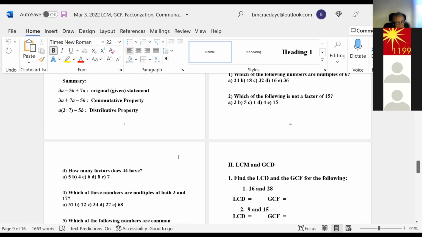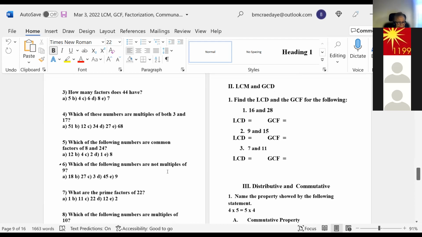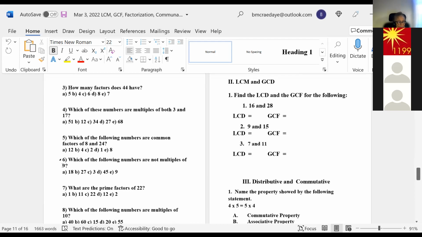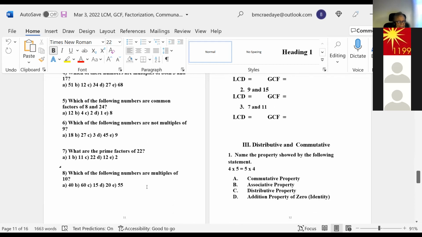Okay, got you. Which of these numbers are multiples of both 3 and 17? So you write the multiples for 3 and write the ones for 17, and what do they have in common? Pick the answer. For 8 and 24, you write your factors. What are the ones in common? Pick it out. And do the same for this: what are the multiples of 9? Which one of these is not a multiple? What are the prime factors of 22? Which of the following numbers are multiples of 10? All right. Okay.